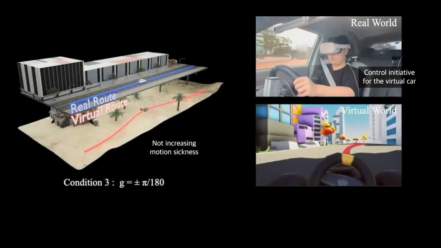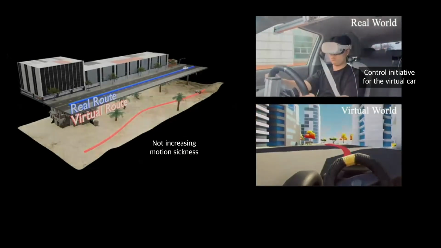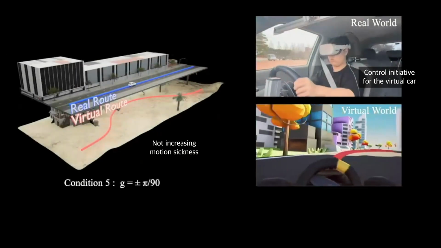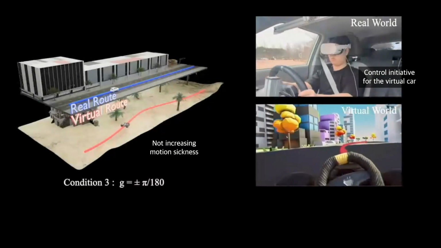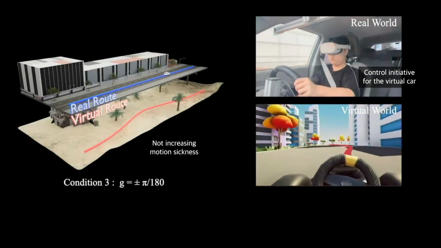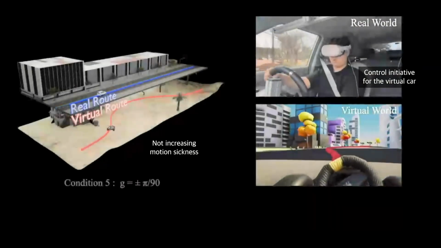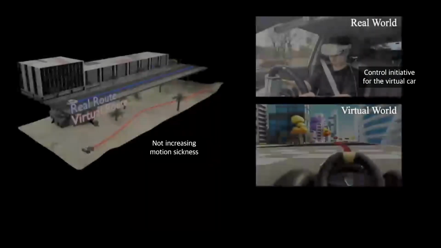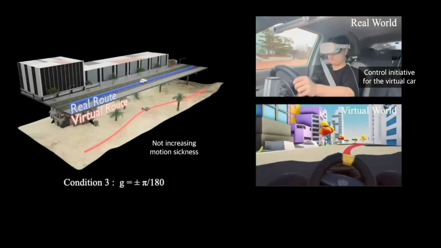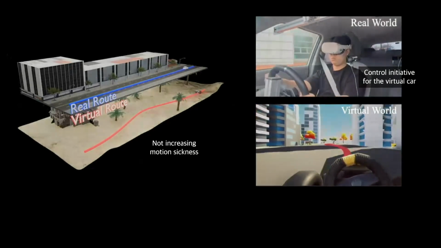Interestingly, when we have some control initiative for the virtual car, so if we can follow the red route in the virtual world, then it didn't increase our motion sickness, even though there is a big difference between the real route of our real car and the virtual route of my virtual car.